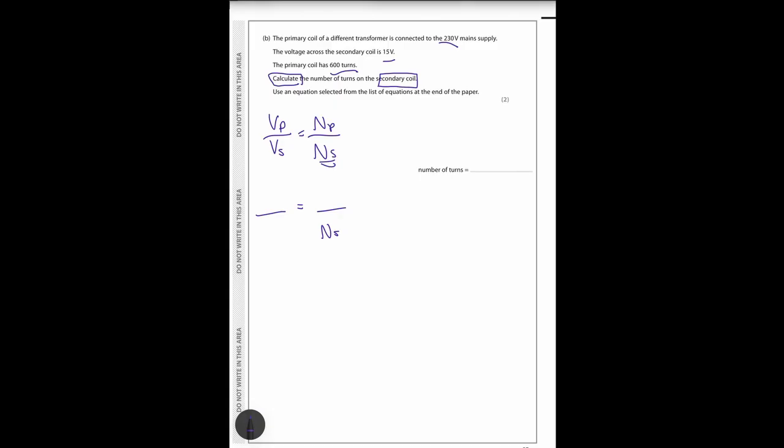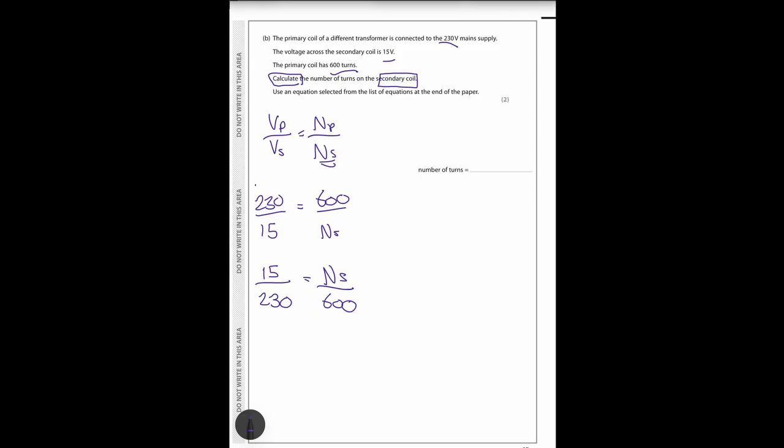Have I got primary voltage? Yeah, I have, it's 230. Have I got secondary voltage? Yeah, I have, it's 15. Have I got primary turns? Yeah, I have, it's 600. Now there's a couple of ways that you can rearrange this. But the Ns is on the bottom, which makes it a little bit more difficult. So there's a trick that we've done before: if you find it too difficult to rearrange, one easy thing to do is flip both sides upside down, and then students find it easy to rearrange, because I want my Ns to be on the top. So I've got to turn the right hand side upside down. So that goes to Ns over 600. Well, if I've turned that side upside down, I've got to turn the other side upside down. So that goes to 15 over 230.